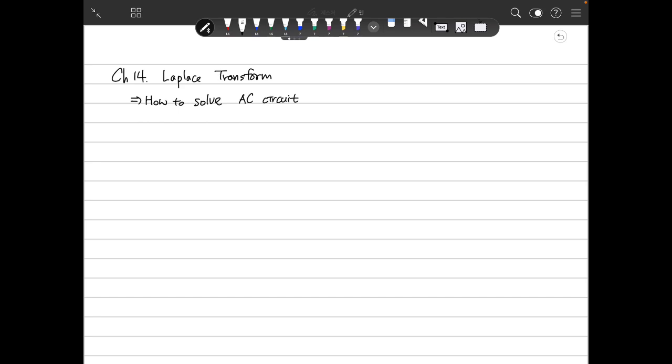Actually, it does not need to be AC only. All electric circuits. When you use phasors, you have to use only AC source circuits. But in the case of Laplace, we don't need to care about that. Any electric circuit can be solved by Laplace. So AC and DC electric circuits using the Laplace transform.